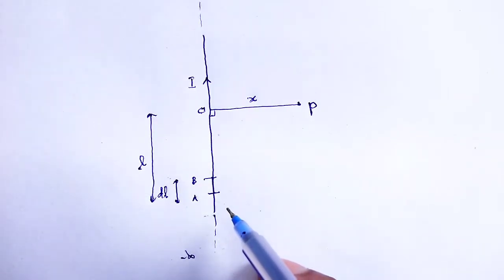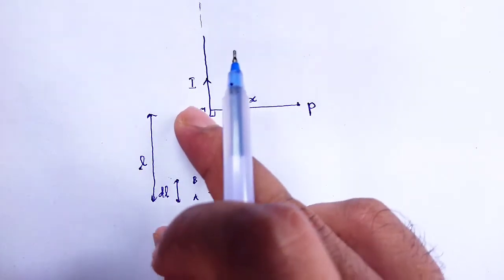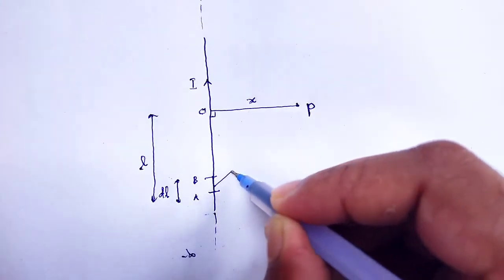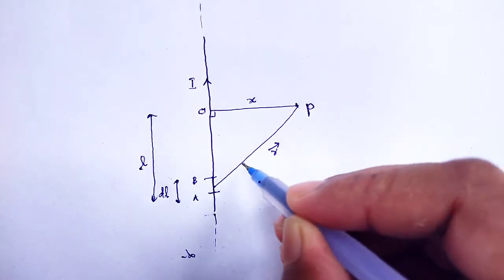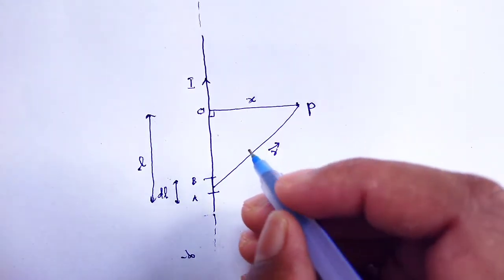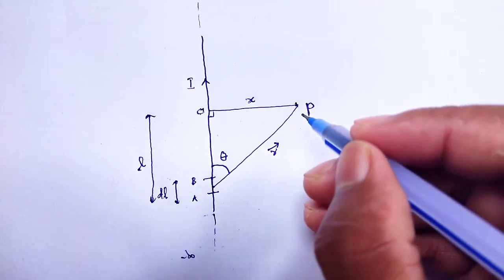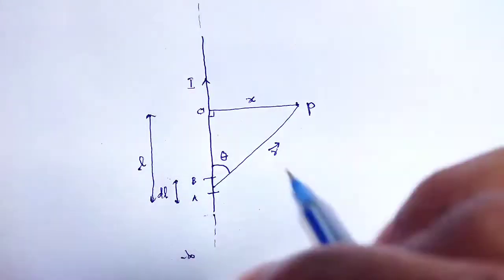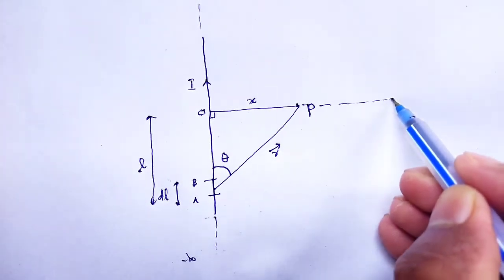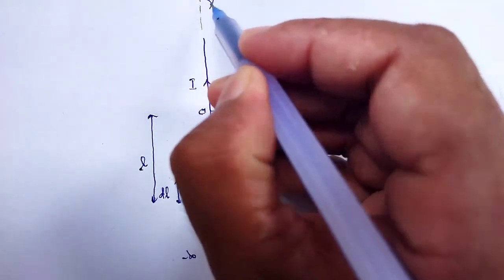We divide the conductor into a large number of current elements and consider one such current element AB having length dl at a distance of l from the point O. Let r vector be the position vector of point P with respect to that current element, and theta the angle which the position vector makes with dl. Let the point O be the origin, with the x axis, the y axis, and y dash.